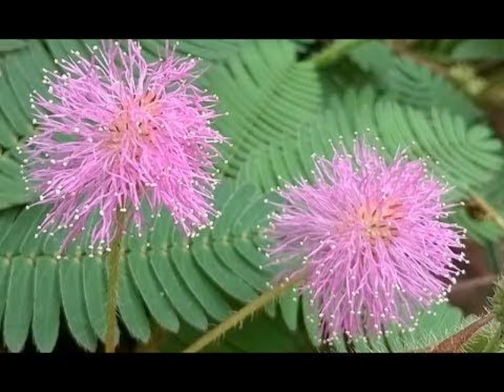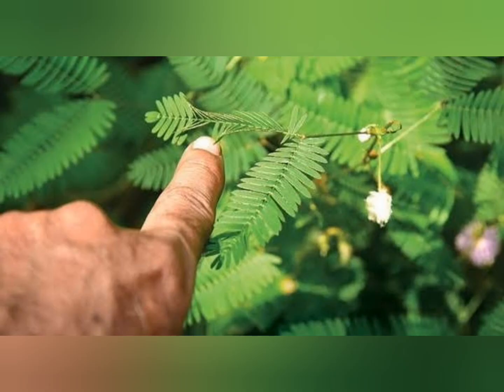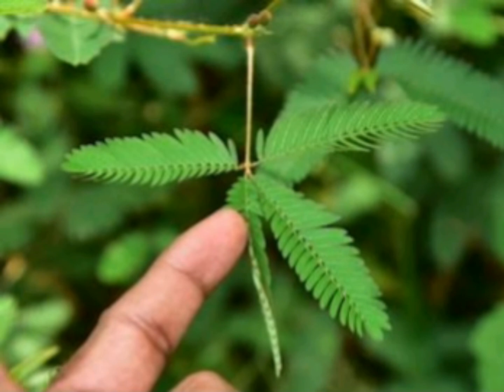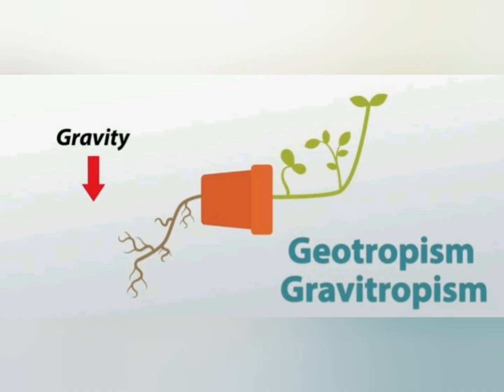Have you seen a touch me not plant? If you touch the plant, its leaves curl up. Here, touch is stimulus and curling up of leaves is the response. And generally, the shoot of the plant grows towards the light and the root grows towards gravity. Here, light and gravity are the stimuli and plant growth is the response. So, living things move and respond to stimuli.